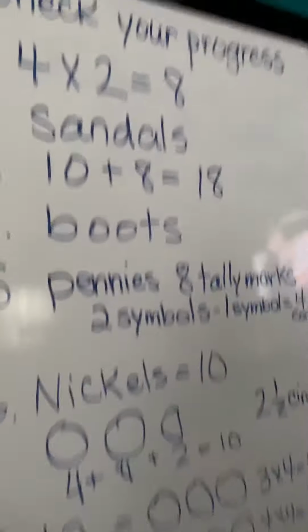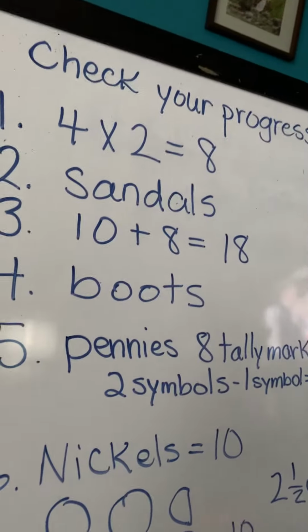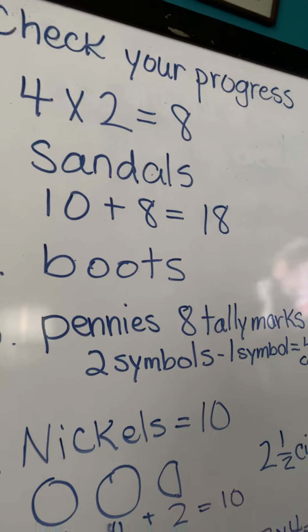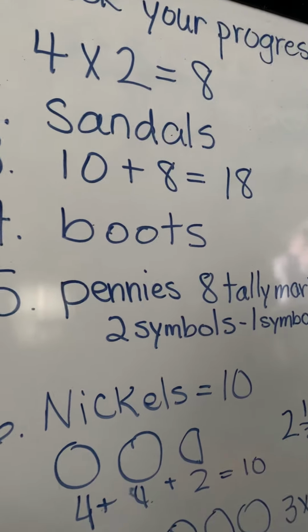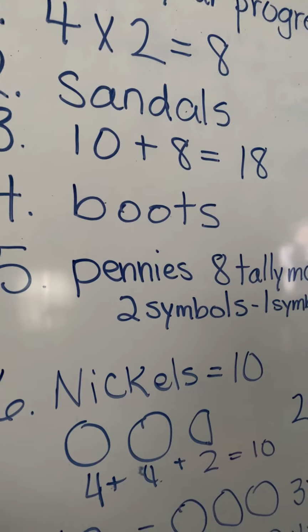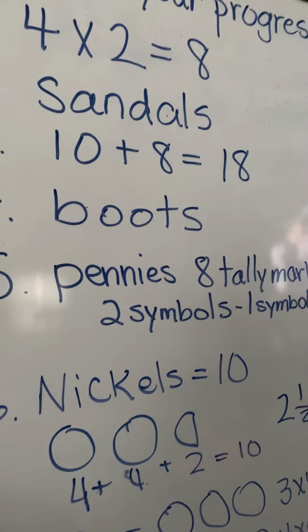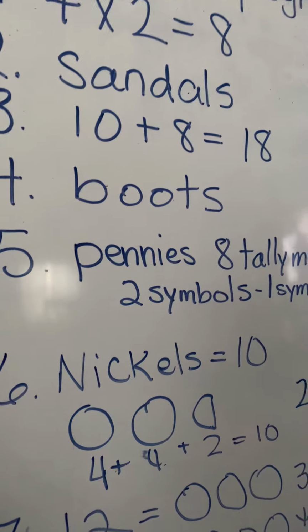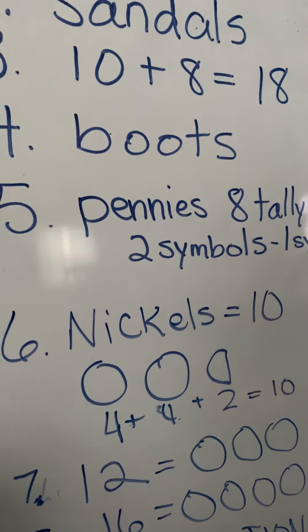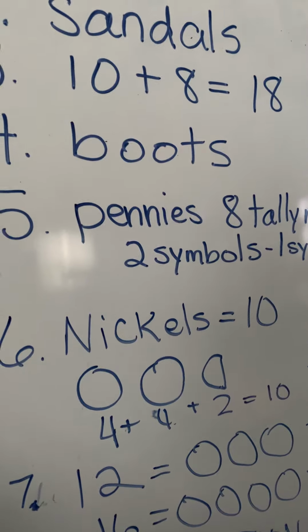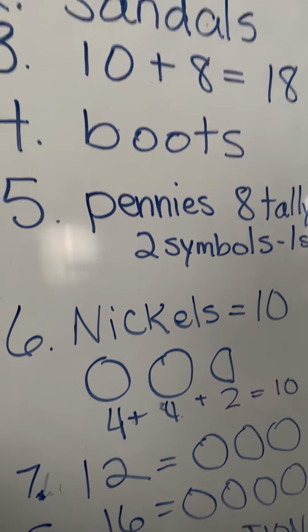All right, the next question asks us, how many symbols would I need to represent nickels? Well, this is a little harder because there are 10 nickels that he has. I know that 2 symbols represents 8. 4 plus 4 is 8. But I can't add a whole other symbol because that would be 12.